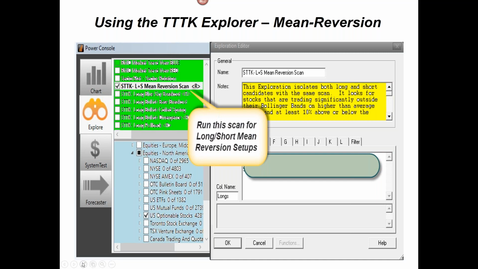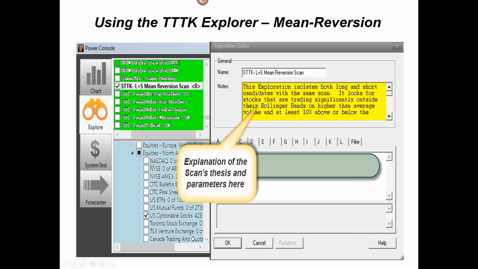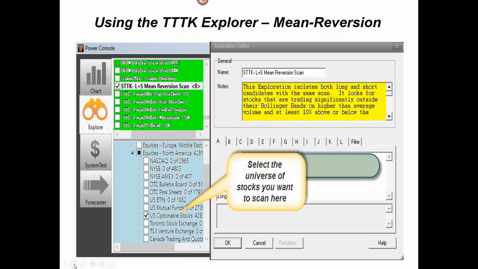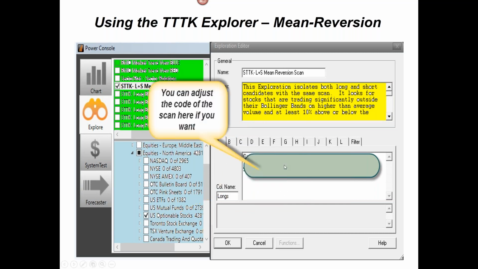You'll also see that each of the scans comes with an explanation of what the scan is about. You'll get a little bit of a narrative of the thesis of the scan. You're going to select the universe of the stocks that you want right there. Behind the green bar here is the code for the system, and as I said, you can get into that code and make any tweaks that you'd like.